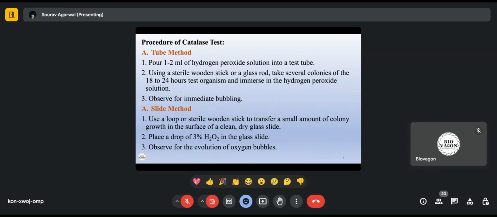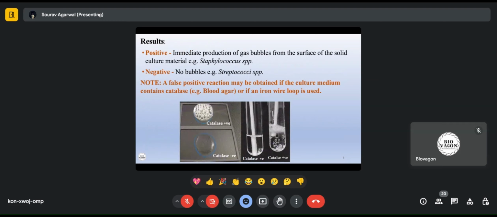In the slide method, we take our colony, an 18 to 24 hour old colony, onto a glass slide, to which we add 3% hydrogen peroxide solution. Then we observe for evolution of oxygen bubbles. If we see any effervescence during this process, we can conclude that our organisms are catalase positive. And if we see no bubbles, that means that our organisms are catalase negative.